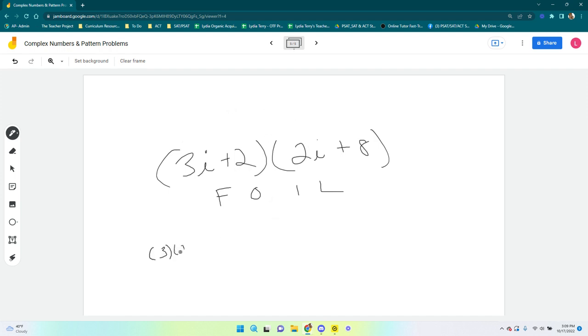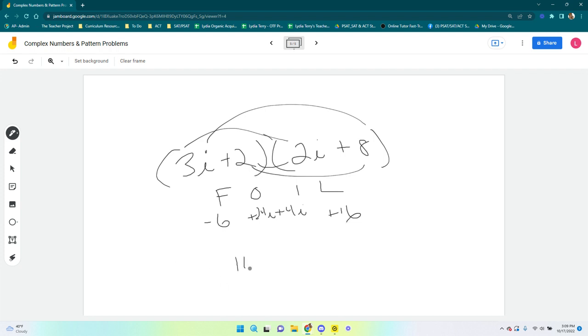3 times 2 times i times i. So, okay, this is going to be 6 times negative 1. Great, negative 6. That just helps me to keep it straight. So we're going to FOIL this out. Let's go ahead and erase this now that we know it's negative 6. So negative 6, first, outside plus 24i, plus inside plus 4i, plus last plus 16. So this is going to be 10 plus 28i. A little bit harder, okay?